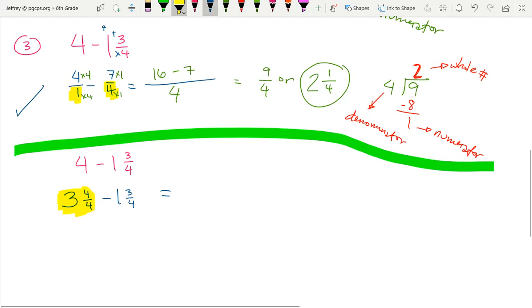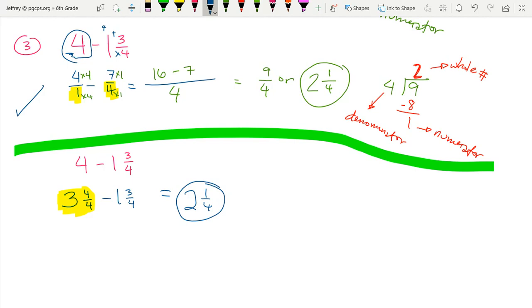Now I did this because it's easier. Look, 3 minus 1 is 2. 4/4 minus 3/4 will give you 1/4, and we are done. Only if it's going to be a whole number just like this, okay? Now, that's for number 3. If you're confused with this method, don't think about it, just focus on the first method.